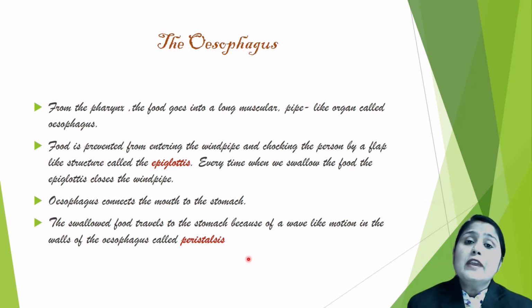So whenever we eat some liquid or solid food, this flap-like structure closes the windpipe and our food goes easily into the esophagus. And this flap-like structure is called the epiglottis. Every time we swallow food, the epiglottis closes the windpipe.